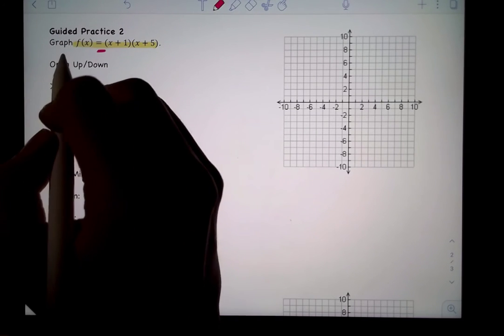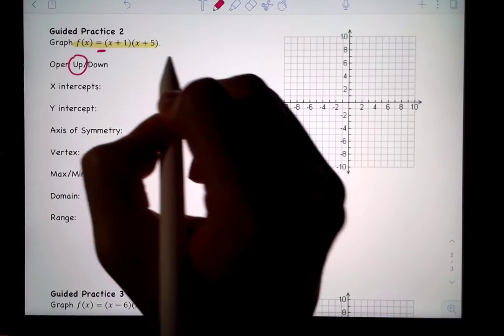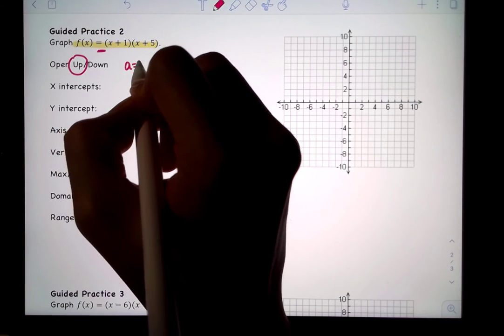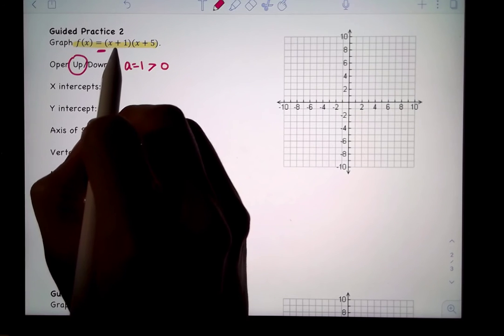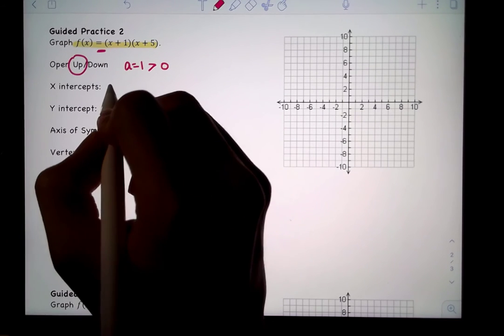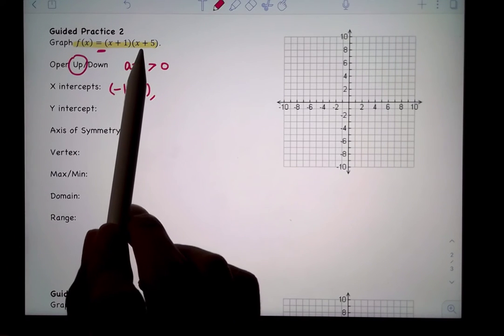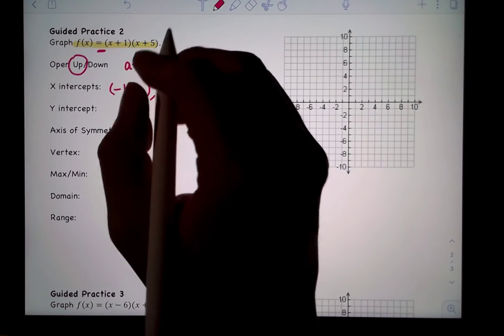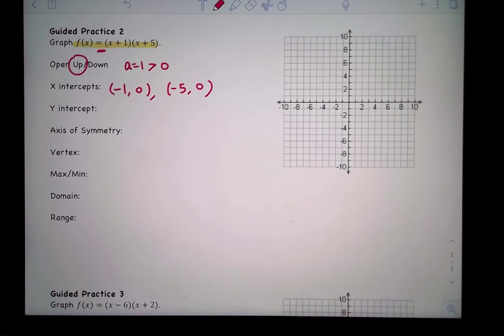So graph opens up because that's positive, right? Because A is 1, which is positive. And x-intercepts. So this is factored form or x-intercept form, so you can get your x-intercept directly. What do we do? Change the sign. You have plus 1 here, so your x-intercept is -1, 0. And you got plus 5 here, so your x-intercept is -5. Like this. So you get your x-intercepts.